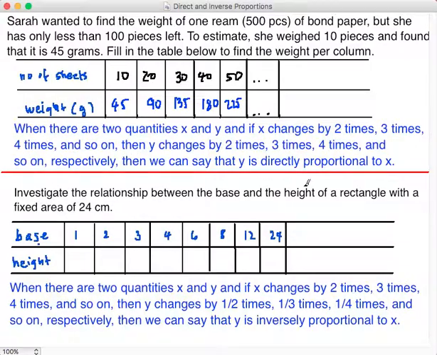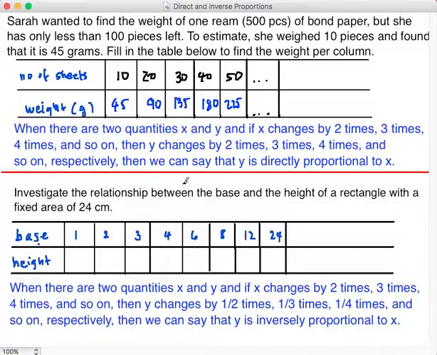Sa first part dito, yung nakikita nyo sa upper part ng red line, yan yung tinatawag natin na direct proportion. And just to recall, ito yung ating situation dun sa unang video natin. Sarah wanted to find the weight of one ream of bond paper, but she has only less than 100 pieces left, no? 100 sheets left. And to estimate, she weighed 10 pieces and found that it is 45 grams. Fill in the table below and find the weight per column.